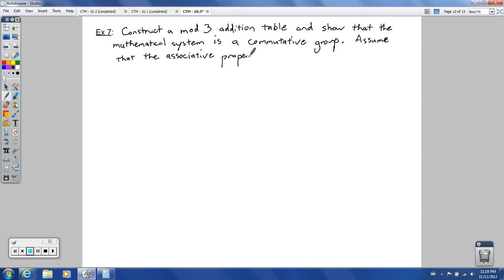If we couldn't assume that, it'd be quite tedious. You have a lot of work to do with that associative property to check each and every single possibility. So assume that the associative property holds. Okay, so let's start off by making our mod 3 addition table. We're doing addition, that's my binary operation. I'm doing 0, 1, and 2. That's all I need to check in mod 3.